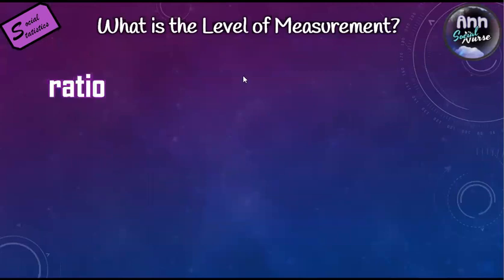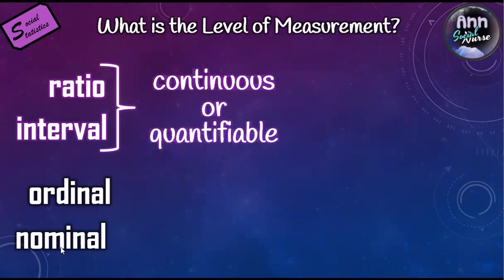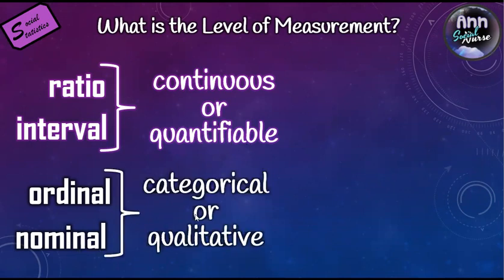What is the level of measurement? Let us mention again these four levels. So these are arranged according to level. This is the lowest level and this is the highest level. So ratio has the characteristics of those below it, and so with interval and ordinal, and nominal has the most basic characteristics. So ratio and interval are continuous variables. You remember continuous variables? They are quantifiable. Ordinal and nominal are categorical or more on qualitative variables.